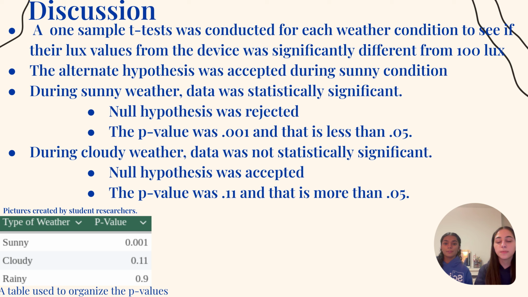With this, a one-sample t-test was conducted for each type of weather condition to see if their lux values from the device were significantly different from 100 lux, which was from the light bulb. The alternative hypothesis was accepted during sunny conditions, and during sunny weather, the data was statistically significant. The null hypothesis was rejected, and the p-value was 0.001, which is less than 0.05.